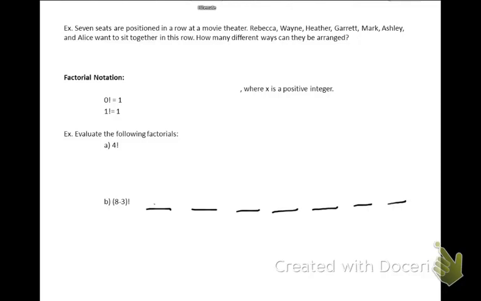If there's 7 people and 7 seats, that means for the first seat there's 7 people who could potentially sit down. Now let's say that Rebecca happened to sit here. There's 6 people still left standing. Well, that leaves 6 options for this seat. And let's say that Wayne happens to sit here. Well, then there's 5 people standing, so there's 5 options for this seat.